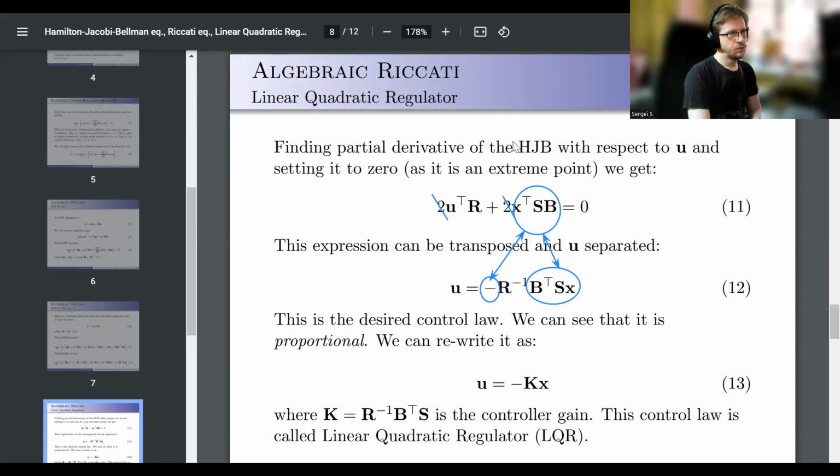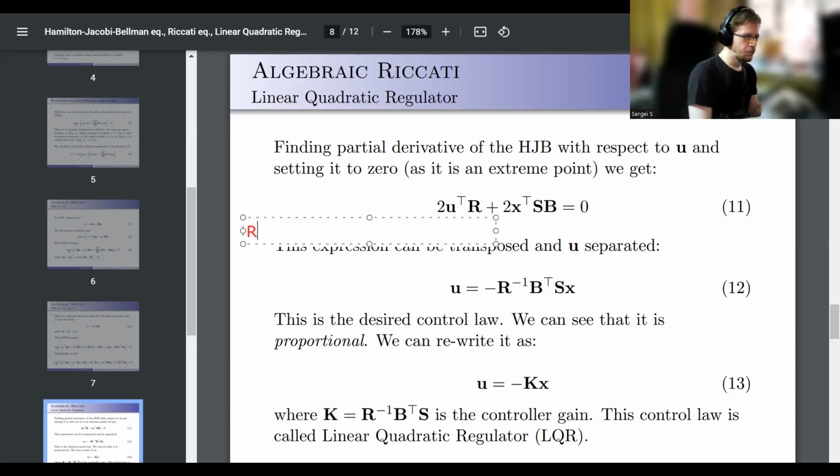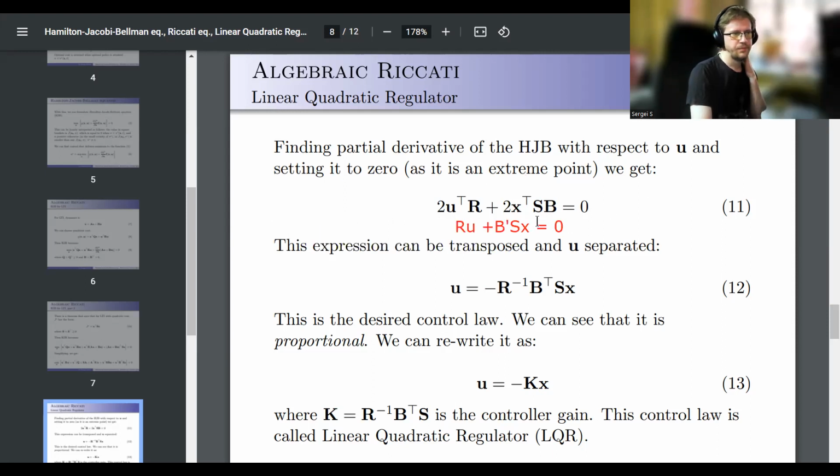And then you multiply. Let me not skip steps. The first important step is to transpose this whole thing again, because u and x are transposed, so it would be nice to transpose them back. So it will be Ru plus B transpose Cx equal to 0. That is the first step. And after you cancel the 2's, that's what you get.